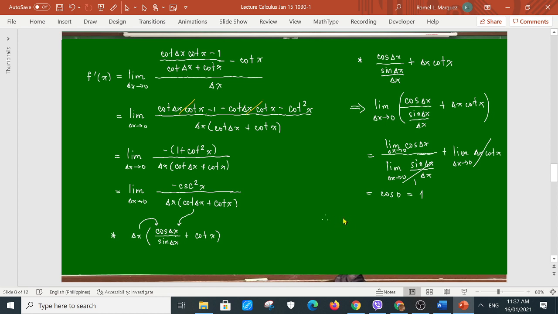Therefore, our f prime of x is equal to this. The numerator is on top, and the denominator is 1. So, therefore, negative cosecant squared. That is the derivative. Okay, guys?